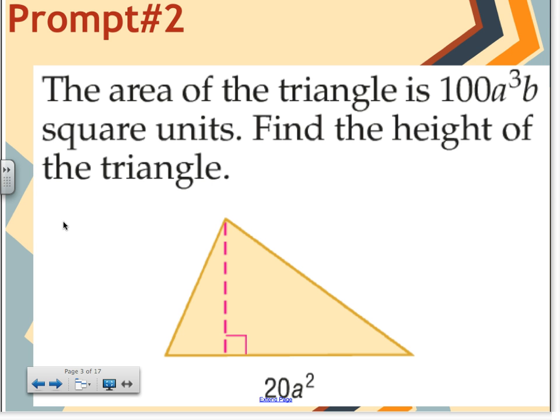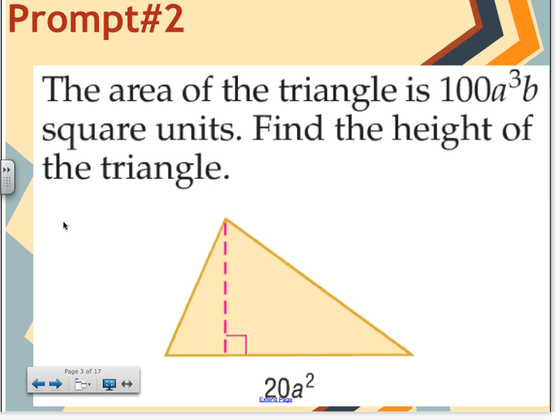By reading that first sentence, what's given to you already? The area. You expect the area to be like one whole number, right? But that's not the case anymore. We know it could be anything. And so what's given is given. The area is given in the form of 100 times a cubed times b.